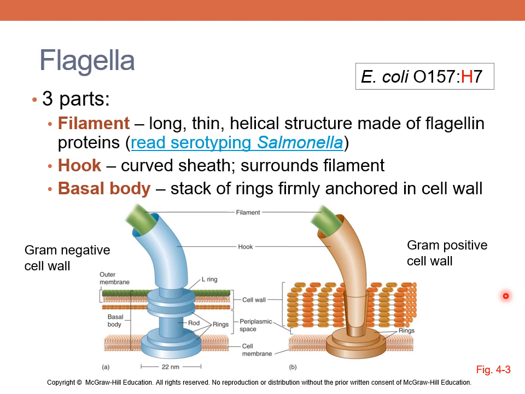The hook is a curved sheath shown in light blue that protects and surrounds the filament. The basal body is a stack of rings that are firmly anchored to the cell wall. In gram-negative organisms, the rings are attached to the cell membrane and the outer membrane, and in the gram-positive cells, the rings of the basal body are attached to the cell membrane.